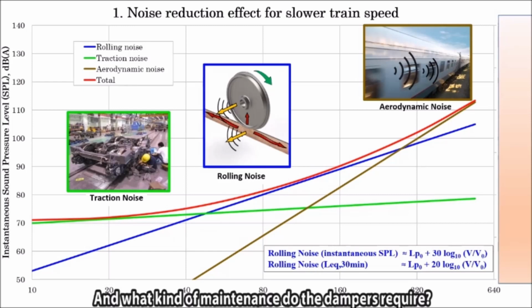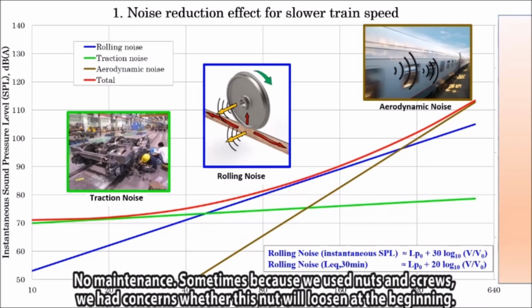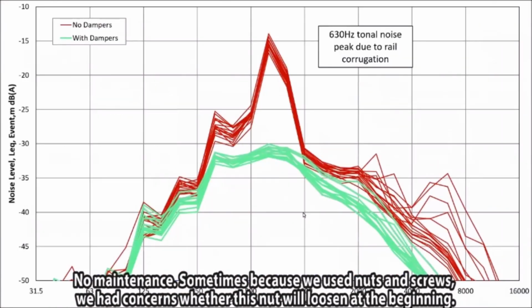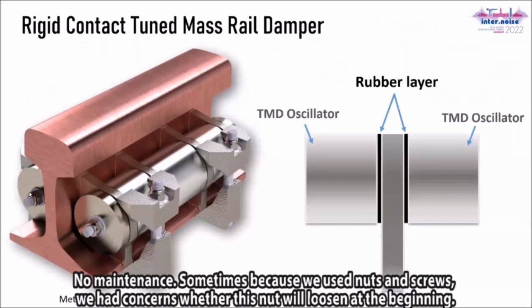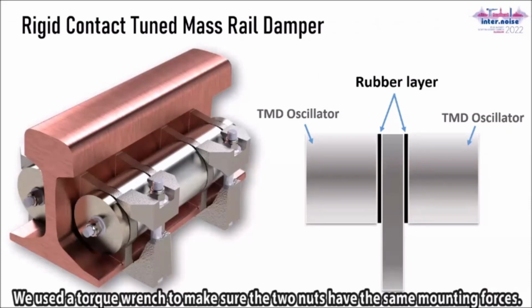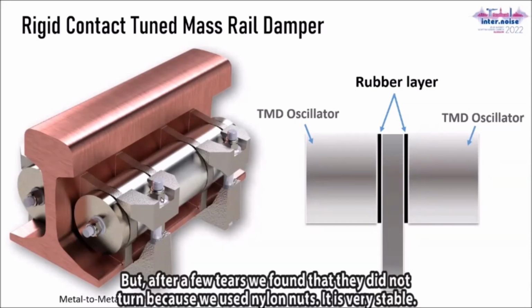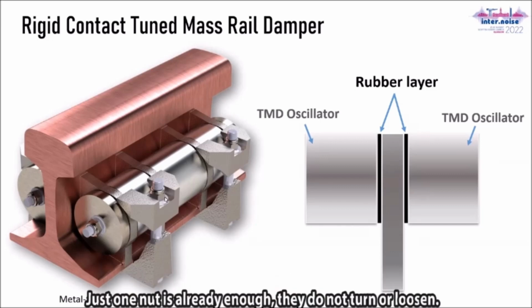And what kind of maintenance is required for the dampers? Low maintenance. Because we use the lug and screw, in the beginning we had certain concern on whether the lug would loosen. So we used a torque wrench to make sure it had the same mounting force. But we found that they do not turn. After a few years, we found that because we use the nylon nut, it does not turn. So it is very stable. Just one nut is already enough. They do not turn. They do not loosen.